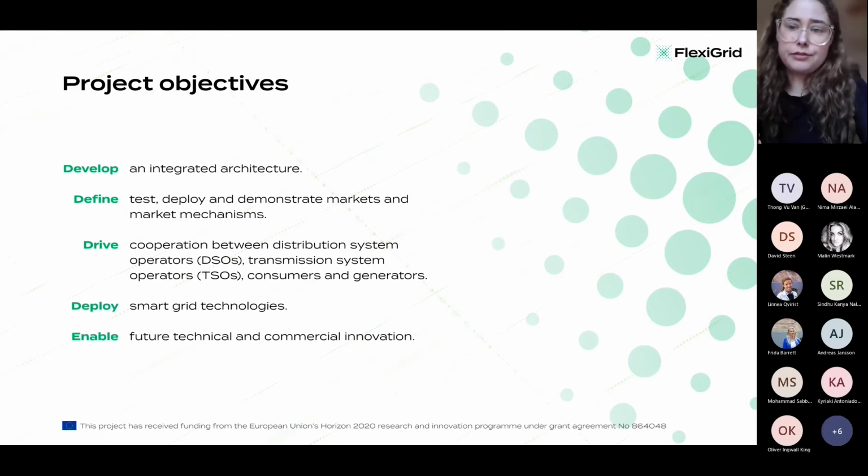And to enable future technical and commercial innovation, for example, by identifying barriers to innovation, developing pathways to regulatory and policy reform, developing business models, and enabling strategic collaboration between different parties.